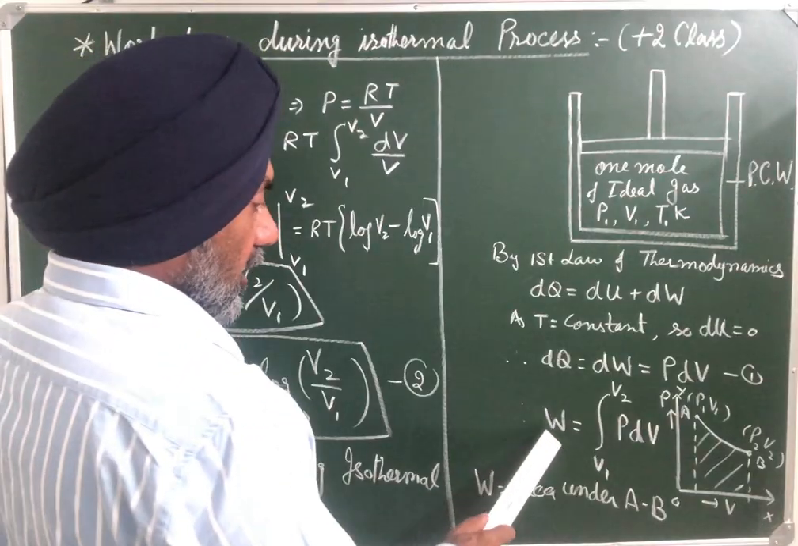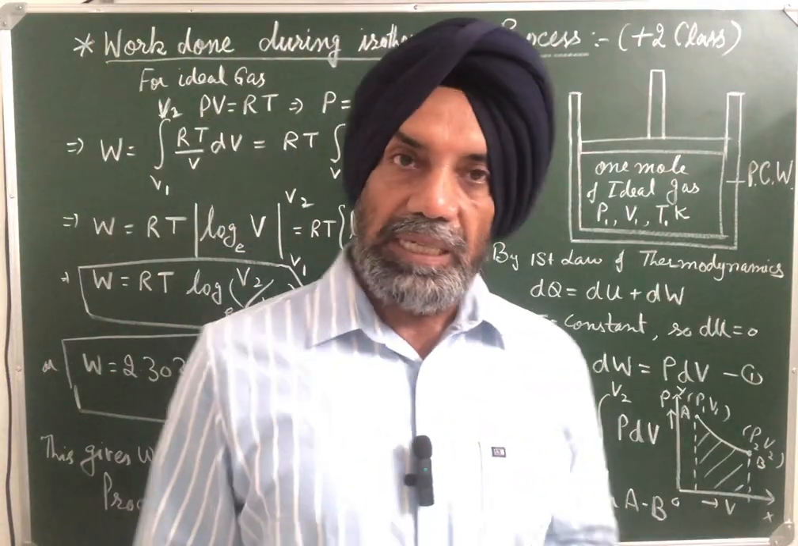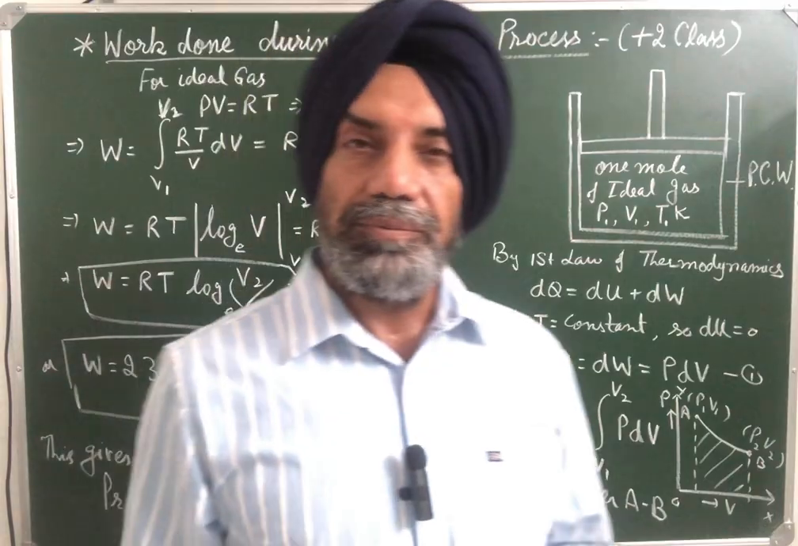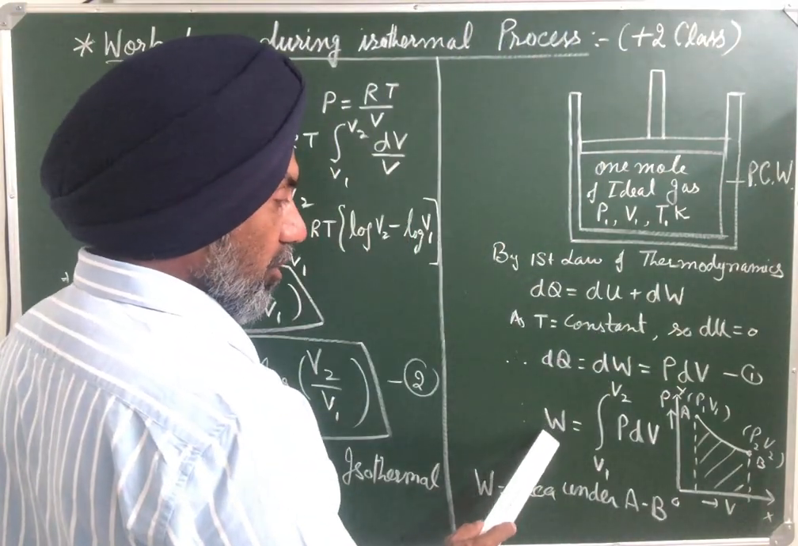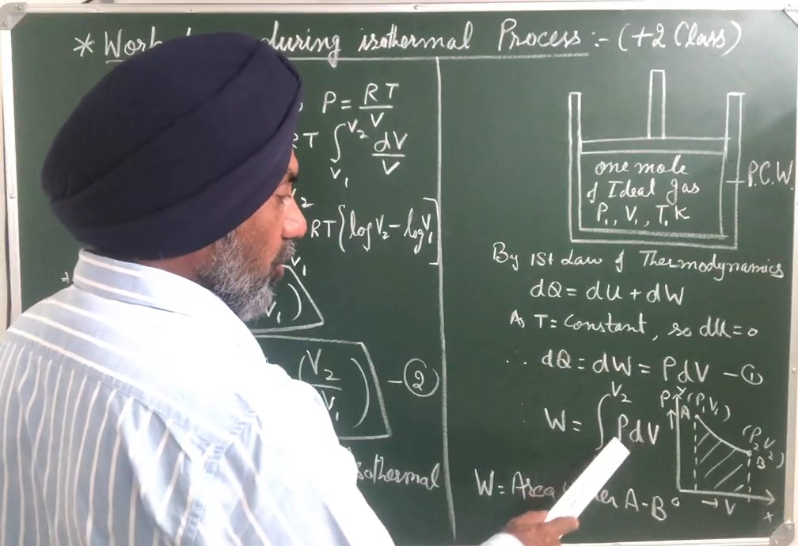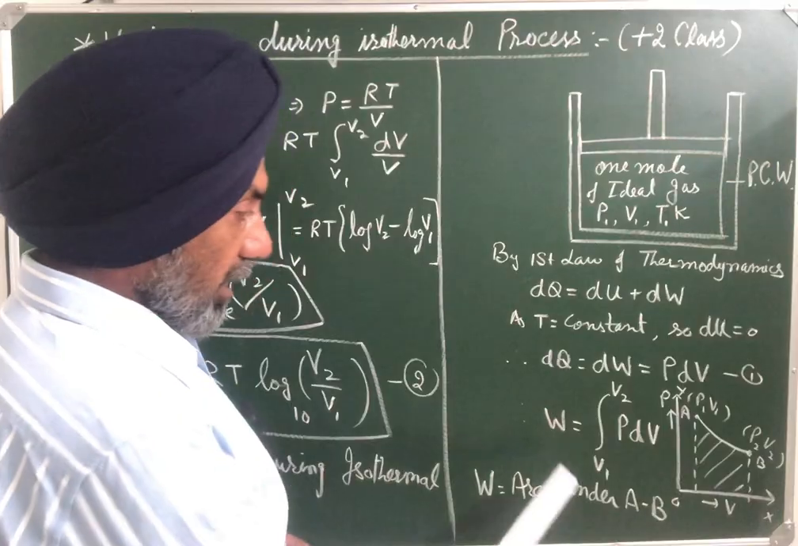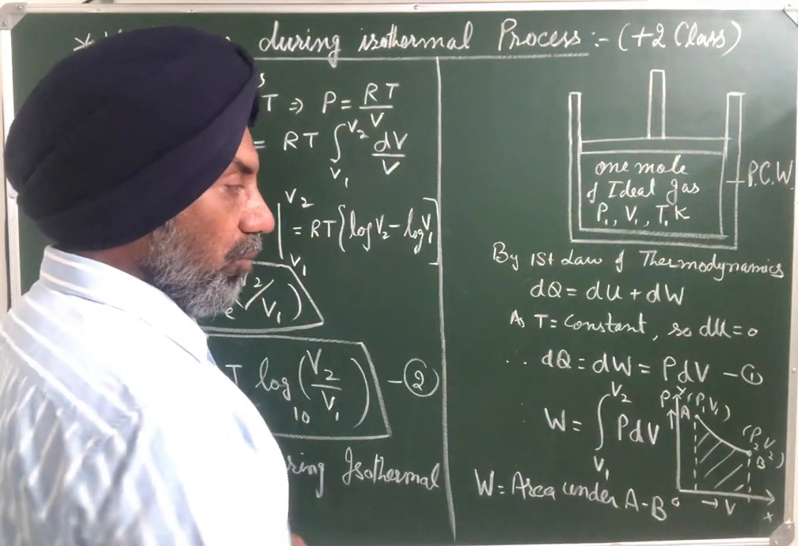Now W, the total work done, if volume changes from V1, the initial volume, to V2, then W is equal to the integral from V1 to V2 of PdV. Total work done is given by integration of PdV from volume V1 to V2.